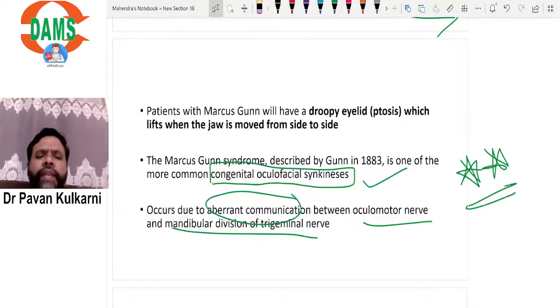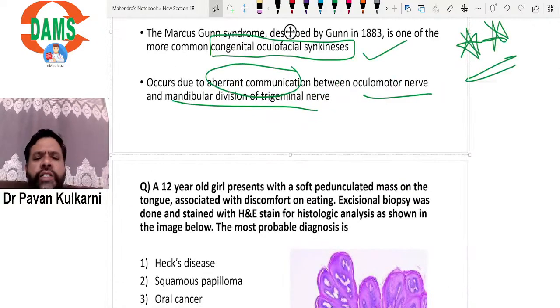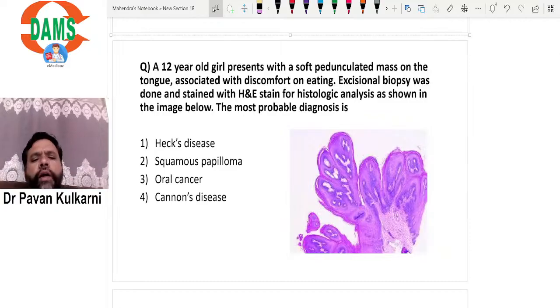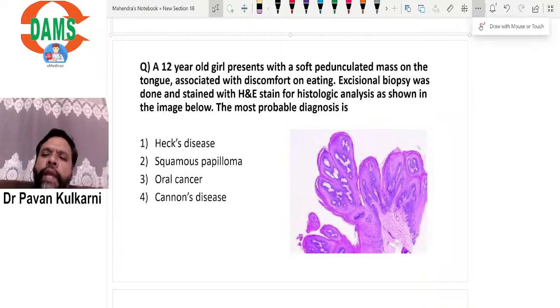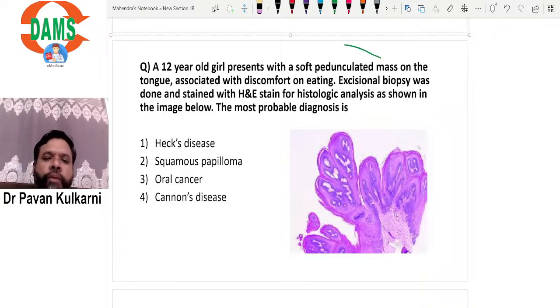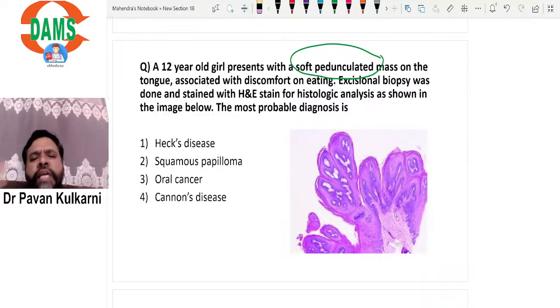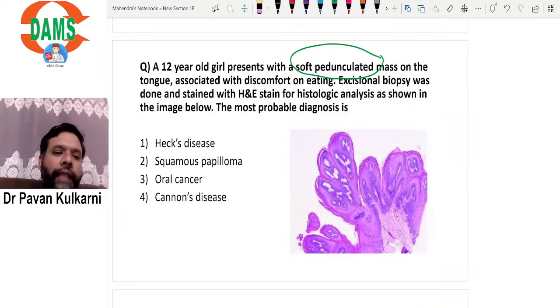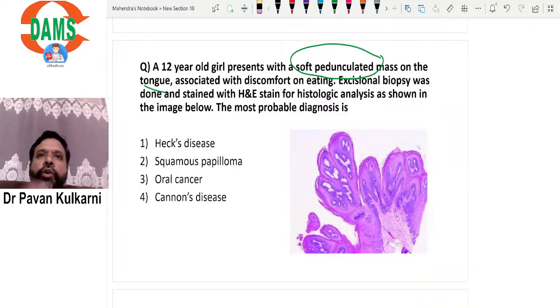Now, let us move on to the next question. The next question is a histological image. A 12-year-old girl presents with a soft pedunculated mass. See, soft mass and pedunculated. Read the question carefully; I always insist the students do this. You will get a lot of clues. Pedunculated mass means it has a stalk. Where? On the tongue. So there is a soft pedunculated mass on the tongue.